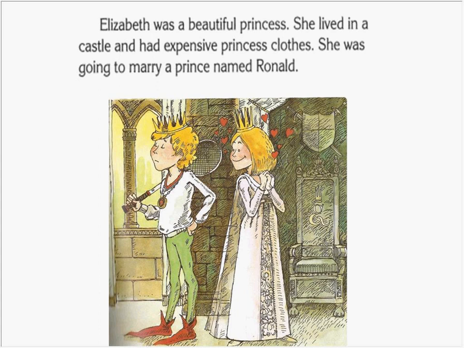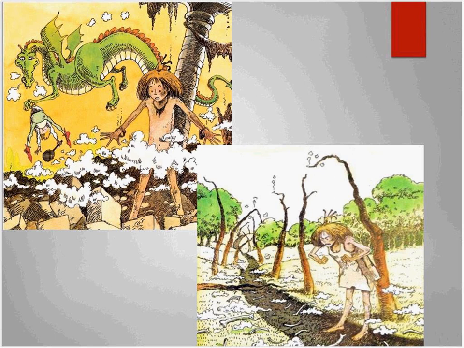You see both Elizabeth and Ronald. Elizabeth is in love. Ronald looks a little arrogant there, and she has beautiful clothes and so on. Well, anyways, what happened was the dragon came over and burned everything up with his fiery breath and took Ronald away. Now we've got more here. Anyway, the dragon takes off with Prince Ronald in hand.